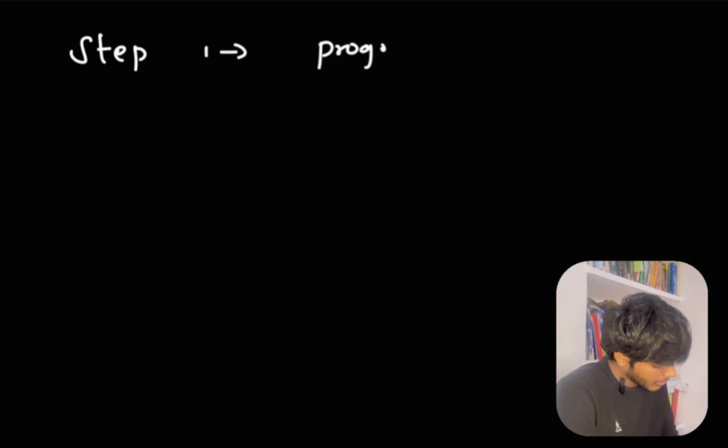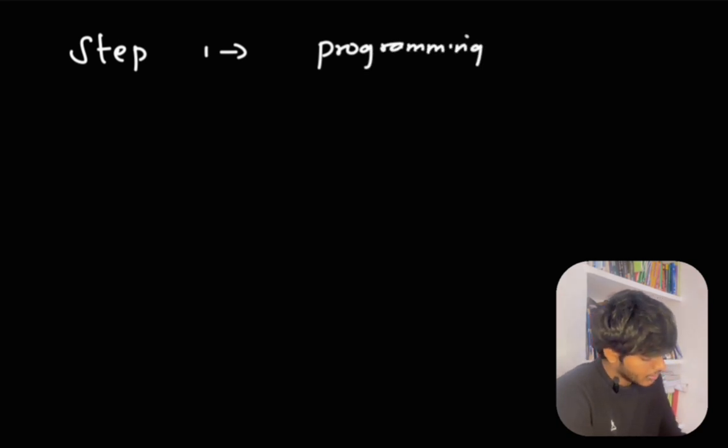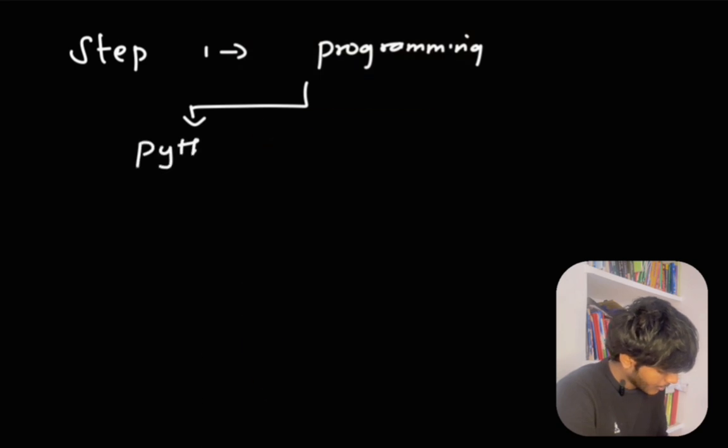Okay, so there are 6 major steps we can follow to become a data scientist. So what is step one? We have to study programming. We have to be skilled in a programming language. I would suggest Python.